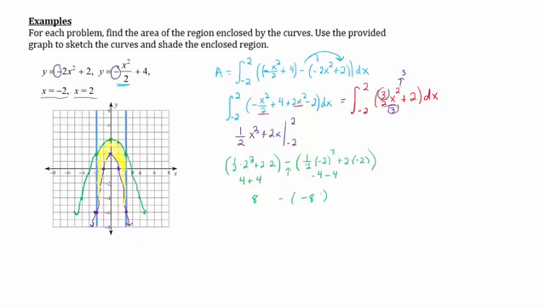So if I do 8 minus a negative 8, I get 16. That's a really nice number. It doesn't always work out that nice, so a lot of times we end up with fractions as answers. So the area between those two curves is 16.